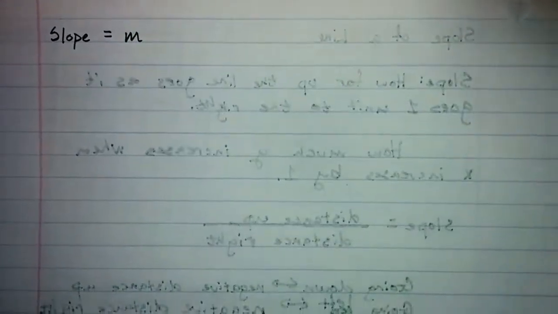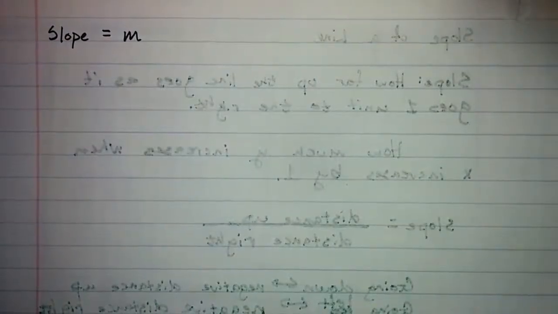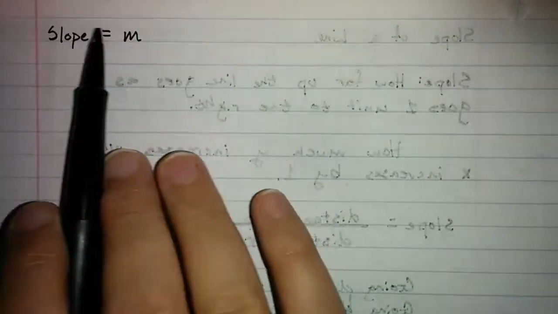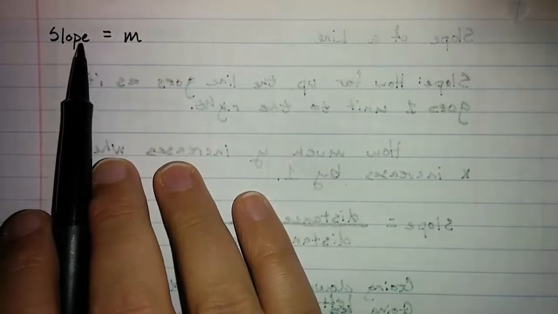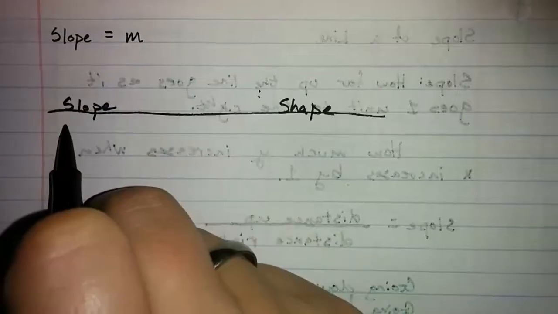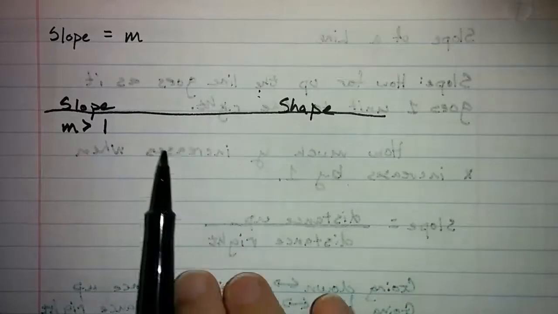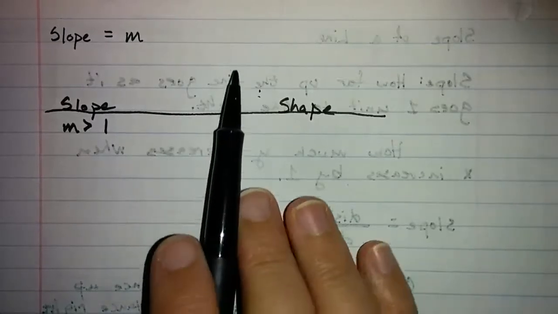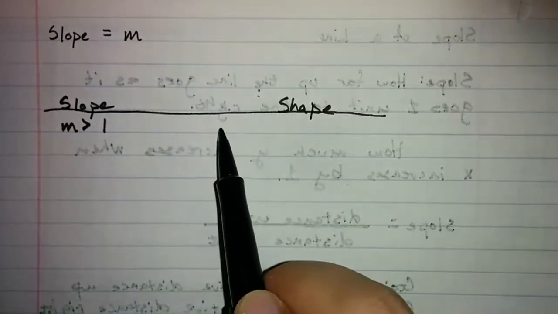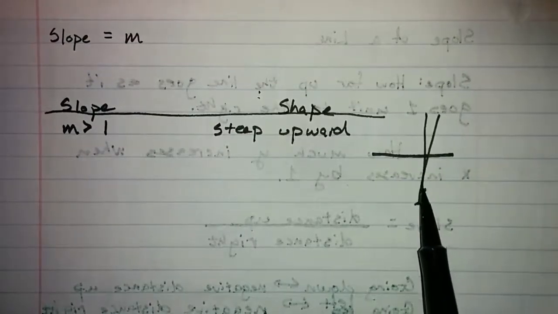We often use the letter M to represent the slope, presumably because slope starts with the letter M or something. Now, the value of M, the value of the slope, which notice is just a number, tells us something about the shape of the line. If M is a number that's bigger than 1, right, that means that when we go 1 to the right, we go up more than 1. So the line will slope upward, and it'll do it steeply. We'll see something that looks kind of like that.